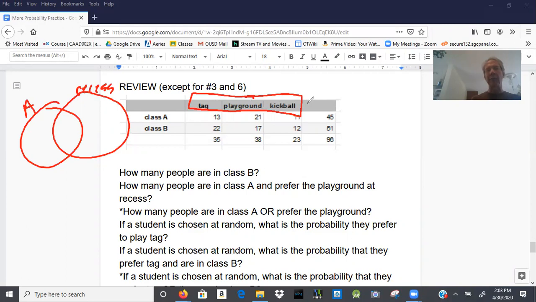You'd have to change it. You'd have to make it something like, do you prefer a group sport or individual sport during recess? And then you could do inside the circle or outside the circle. But this one you can't turn into a Venn diagram.